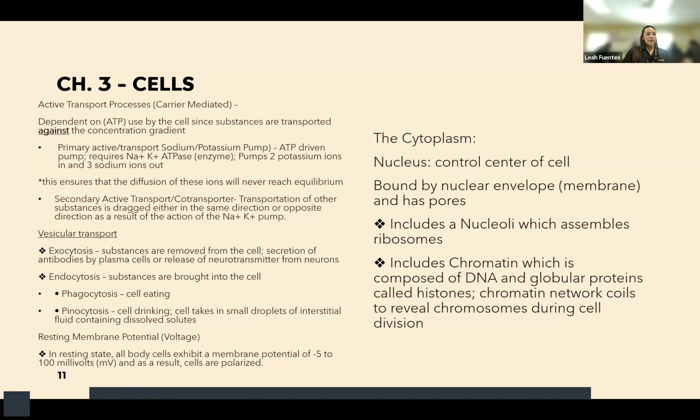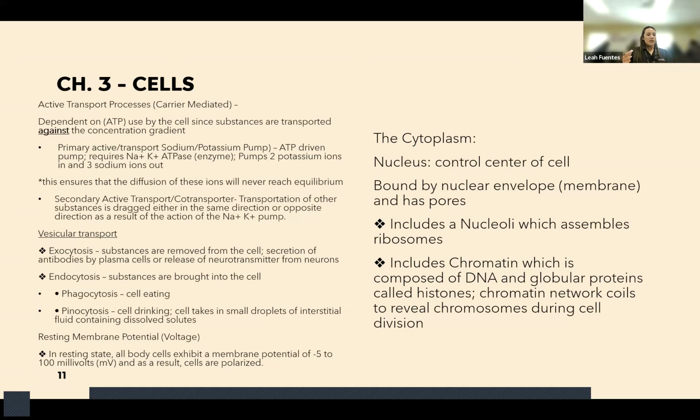We start with the primary active process. So these are also called primary active transport, the sodium potassium pump. That's a huge, long name for something if you want to break it down even more. So this is, again, an ATP-driven pump that requires, obviously, sodium, potassium, and then ATPase, which is an enzyme.